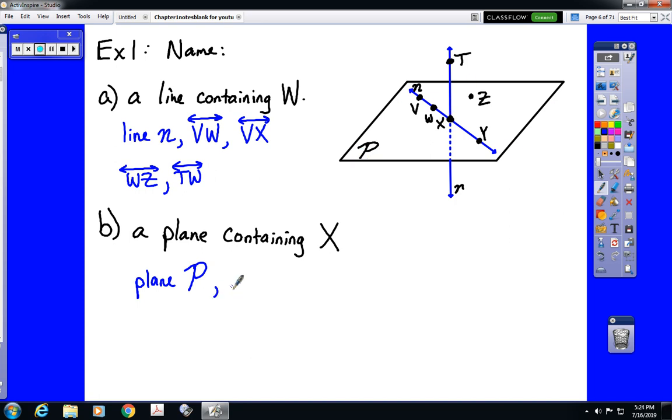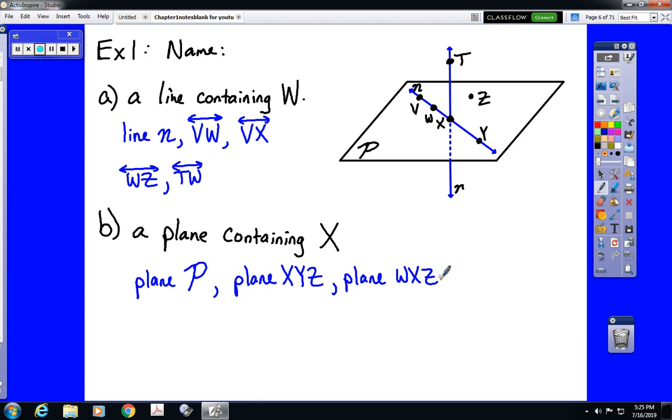We could also use any combination of 3 points that are not on the same line. So we could say plane XYZ. Look at those 3 points in the picture. X, Y, and Z are clearly not all on the same line. We could say WXZ, so plane WXZ, same argument.